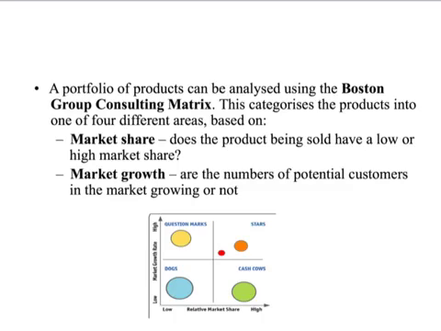A portfolio of products can be analysed using the Boston Consulting Group Matrix. We'll probably just call it the Boston Matrix. As we've said, this is a way of categorising products into one of 4 different areas, and it's based on relative market share, which is what we plot along the bottom here, against relative market growth. So how big is the market? Does the product being sold have a low or a high market share, and is the number of potential customers in the market growing or not?